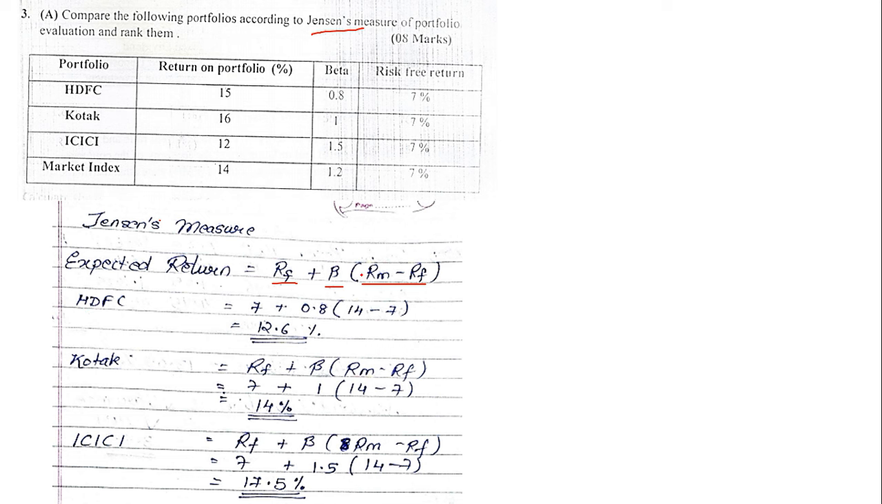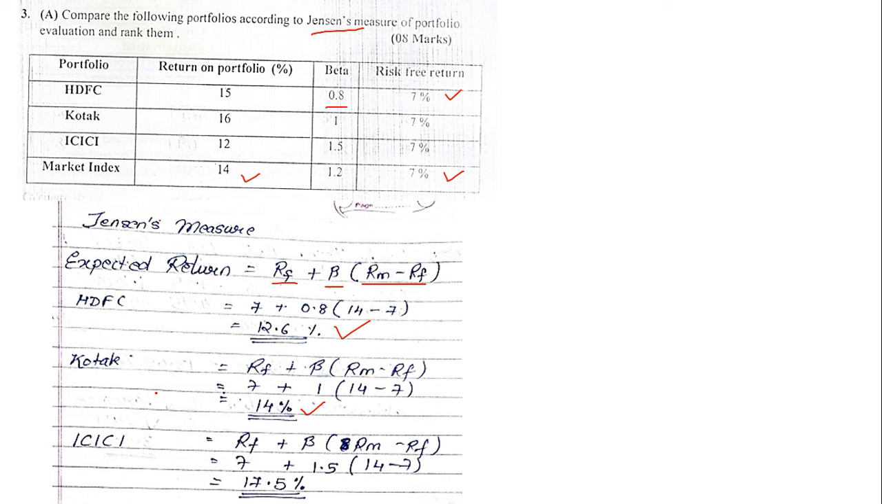For HDFC, the market return is 14, risk free return is 7, so 14 minus 7 into the beta. Risk free is 7 for all of them, so not an issue with that. So 14 minus 7 into 0.8, plus the risk free return 7, so we get the value as 12.6. Same way for Kotak, it is 14 minus 7 into the beta, which is 1, plus 7 gives you 14%. And same way for ICICI, it is 14 minus 7 into beta, which is 1.5, plus 7, we get it as 17.5%. Now we have got the values for all the portfolios, HDFC, Kotak and ICICI.